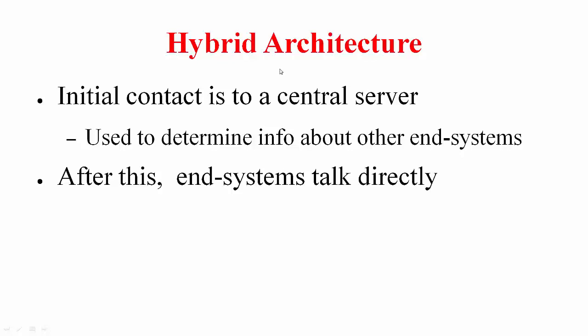Pure peer-to-peer systems are a bit of a rarity. What often happens in practice is a hybrid architecture where the initial contact is to a central server, but after this point, the end systems talk directly. For example, when you're doing instant messaging, you don't know the status of your buddies, whether they are online or offline, and what their IP addresses are. So what is often done in the implementation is that your buddies, when they come online, are going to register their IP address with a server.